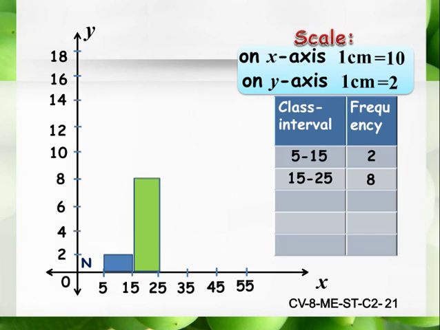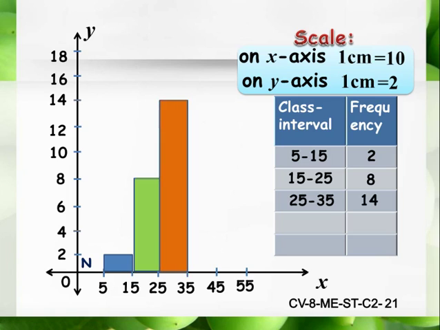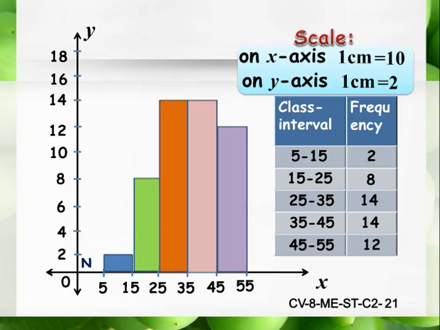Follow the same procedure. 25 to 35, the height will be 14 units. And even for 35 to 45, the height will be same, that is 14 units. And between 45 to 55, the height is 12 units. Yes? Is it over? Excellent. Now we get the colorful histogram. The maximum height is 14 units. And two class intervals have the maximum height 14 units, that is 25 to 35 and 35 to 45.